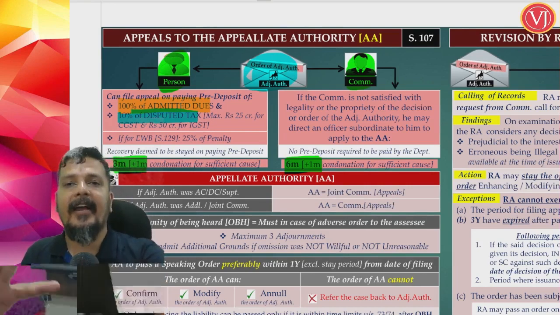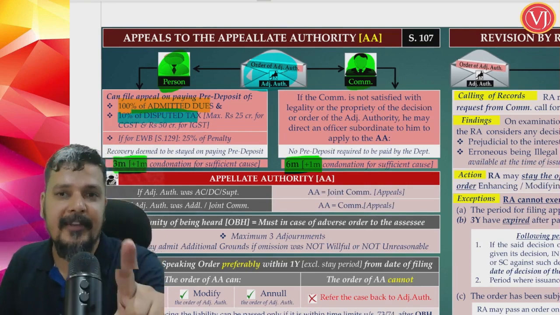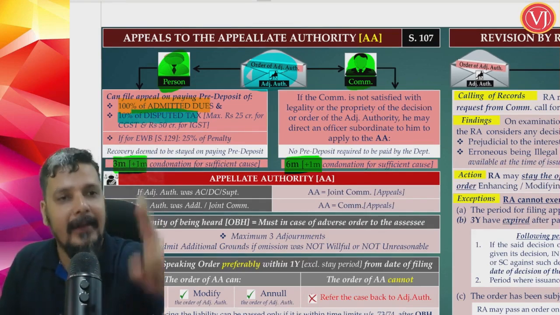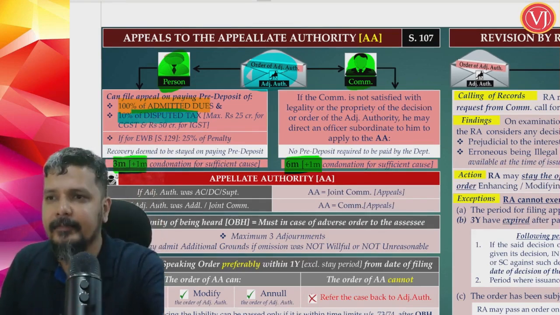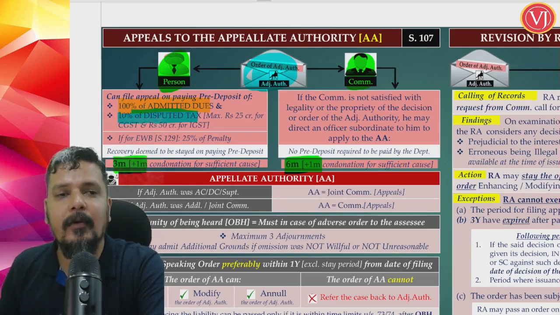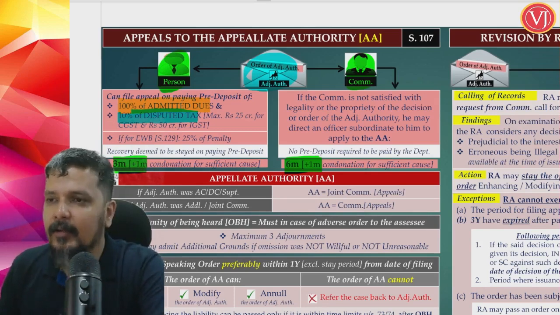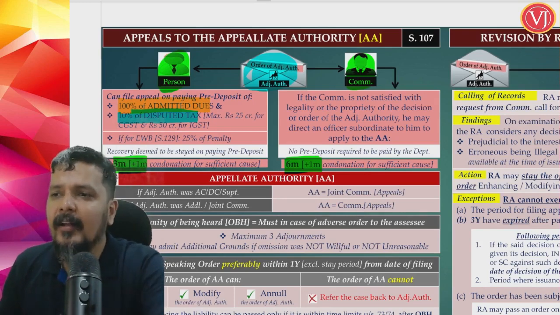If at all there is a 5 crore demand, and I am accepting 1 crore, with respect to that 1 crore, pay the entire 1 crore plus interest plus penalty fully. For the balance 4 crores, pay only 10% of 4 crores, which is 40 lakhs. Only 10% of the tax. No interest, penalty.